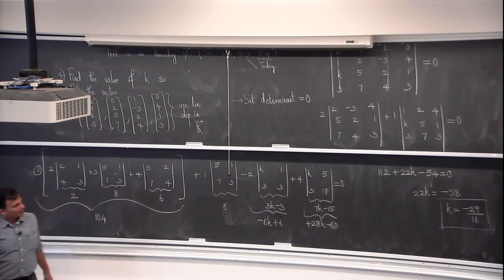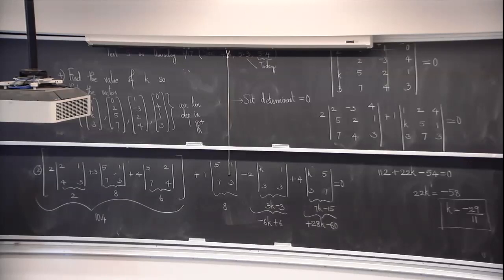So whenever you see this, find the value of k, just think about determinants. That is usually the way out. Any questions about this?